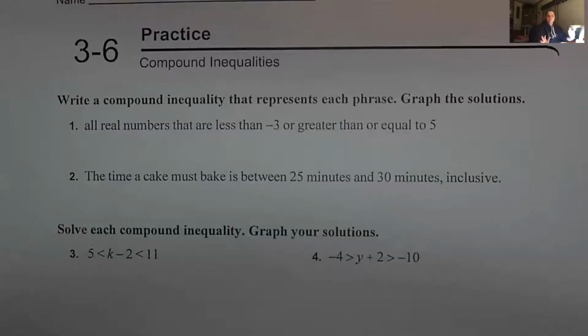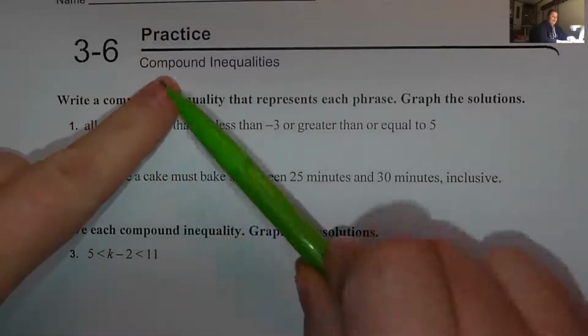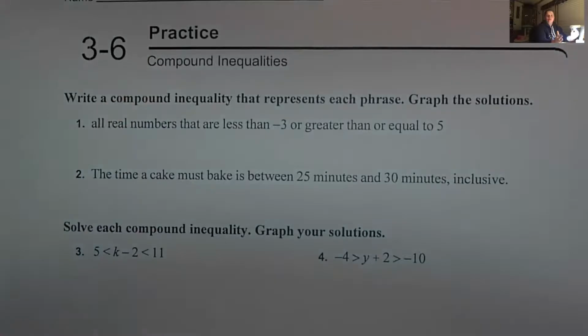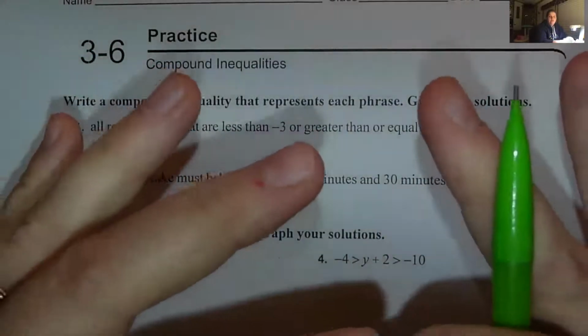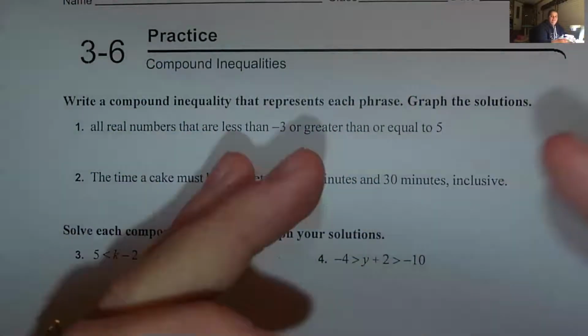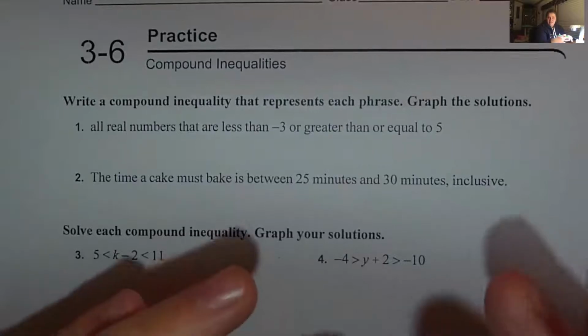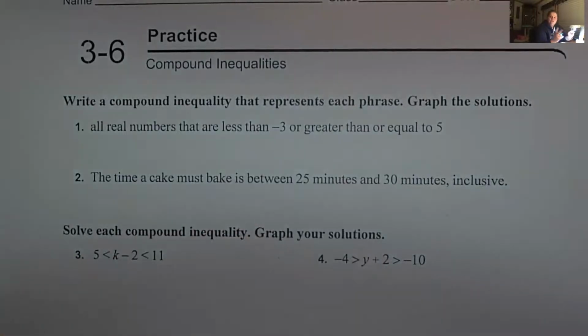All right, so 3.6 deals with compound inequalities. Just like any other compound, a compound is made up of more than one thing. That's the same case here with inequalities. It's an inequality that has more than one inequality in it. So essentially you're doing two problems, but you're graphing them on the same graph. So they have more restrictions than what you normally have with just one inequality.